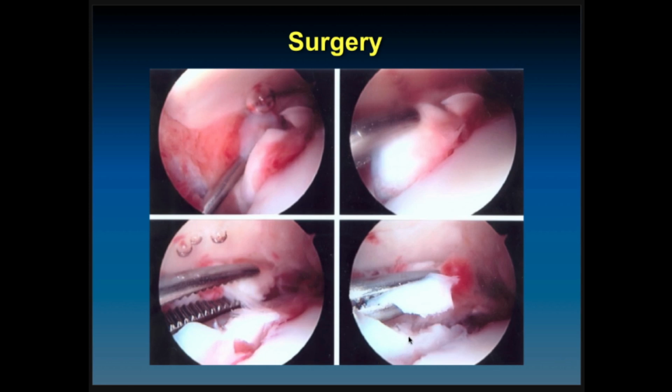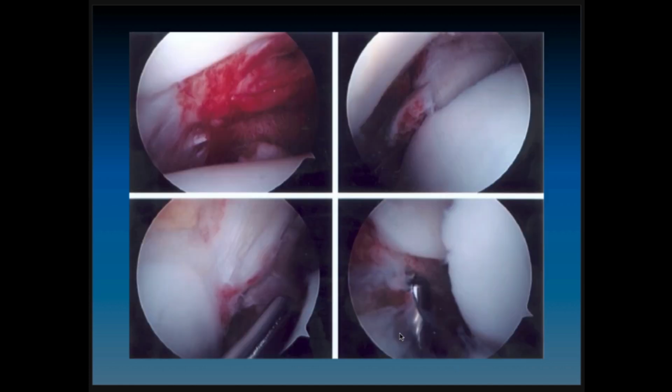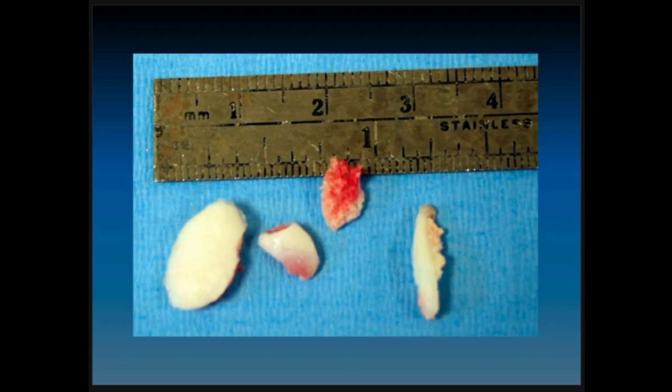So this is her arthroscopy where I removed those pieces, smoothed things up, did not do a lateral ankle reconstruction, and she did fine post-op. This is after I've gotten the pieces out down here. And these are these small pieces that unfortunately could not be fixed.